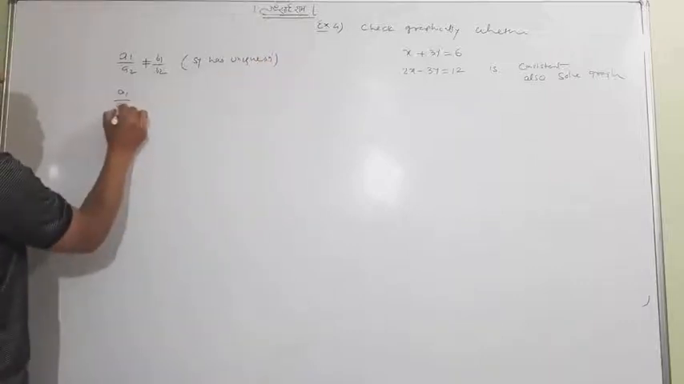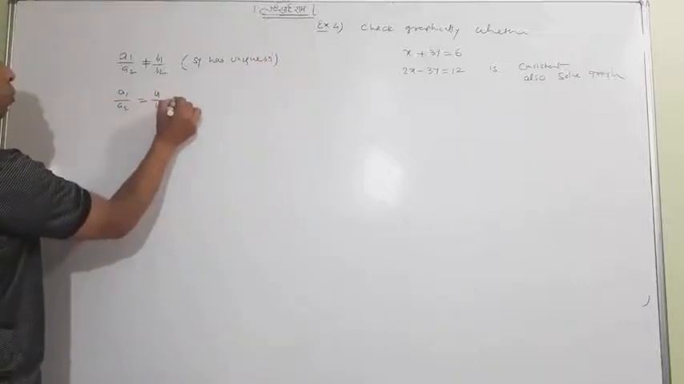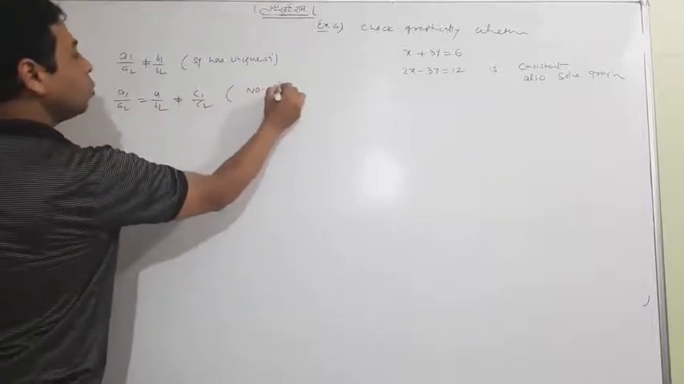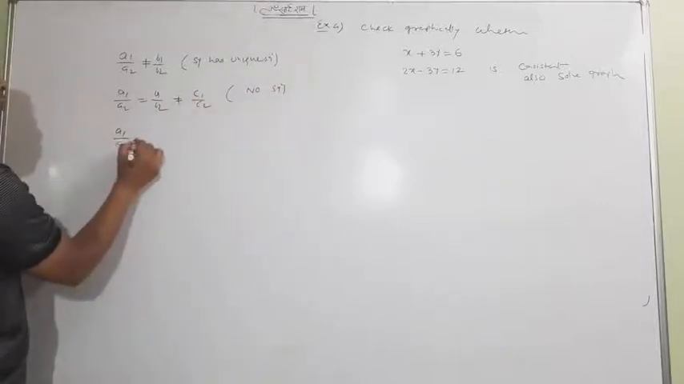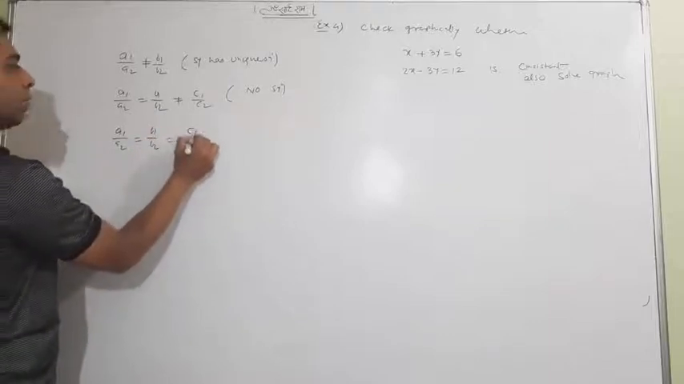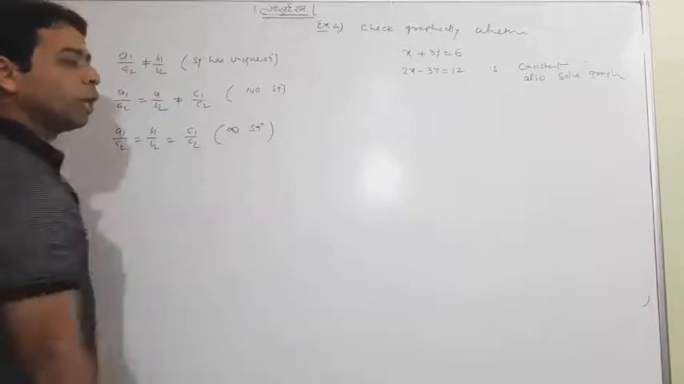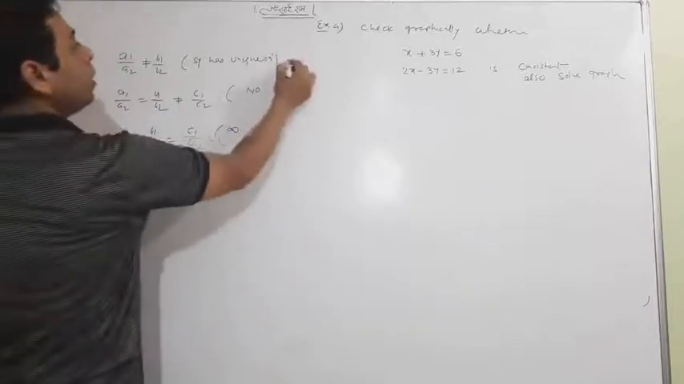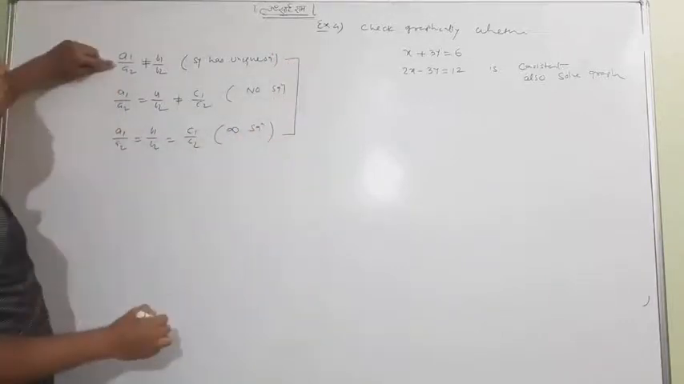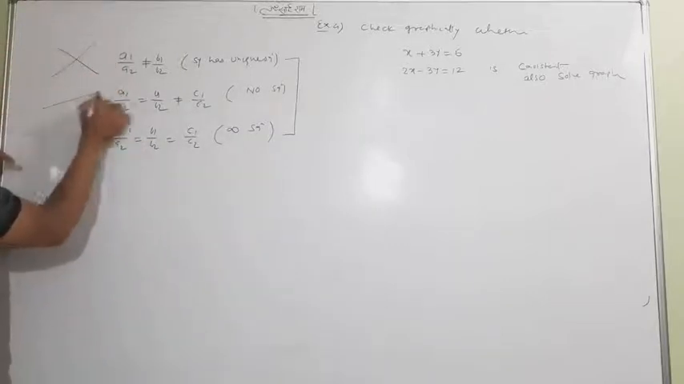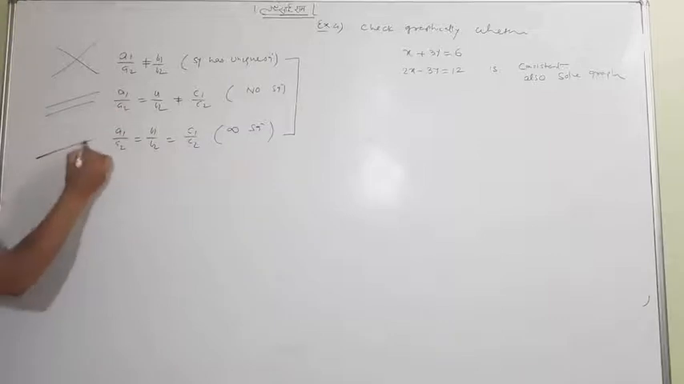When A1 upon A2, B1 upon B2 is not equal to C1 upon C2, the system has no solution. When A1 upon A2, B1 upon B2, C1 upon C2 are all equal, the system has infinite solutions. So let me speak frankly, in these two cases, where lines are intersecting and lines are coincide.